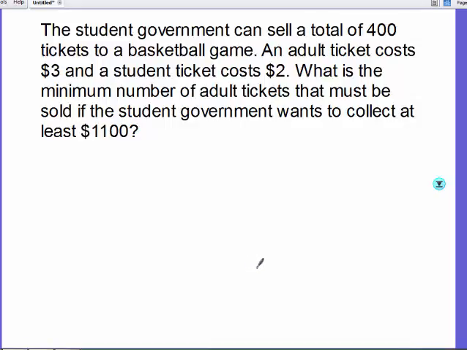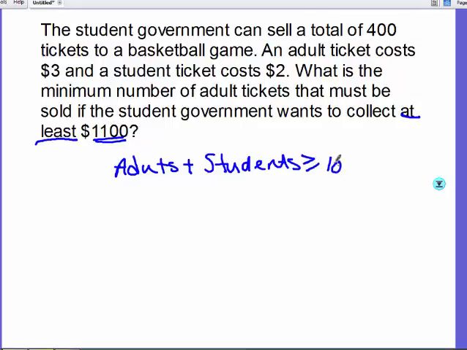The student government can sell a total of 400 tickets to a basketball game. An adult ticket costs $3 and a student ticket costs $2. What is the minimum number of adult tickets that must be sold if the student government wants to collect at least $1,100? So again, you're seeing these inequality words, at least $1,100. Now, this problem is one of those problems where we're going to have to take some notes. We have the adults plus the students, and our total value is $1,100, but if I want at least $1,100, then I would want greater than or equal to $1,100.